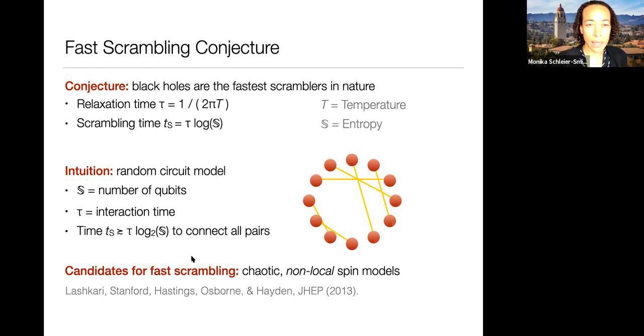So I saw someone maybe show their face or unmute themselves. Was there a question?